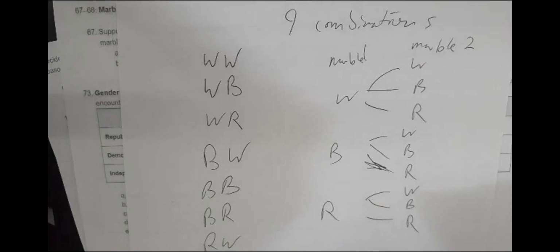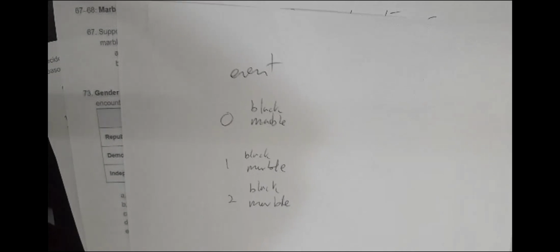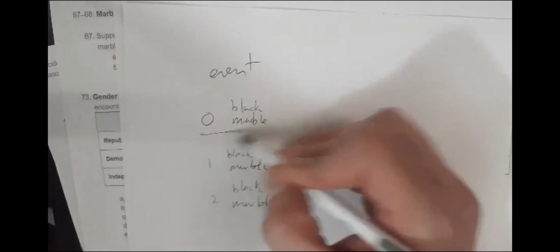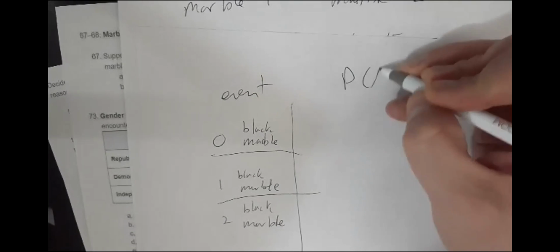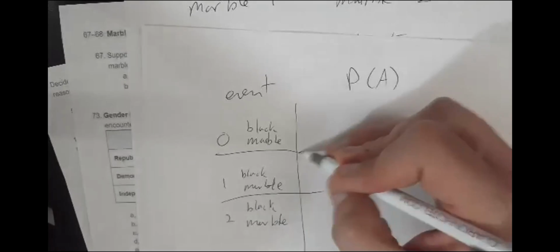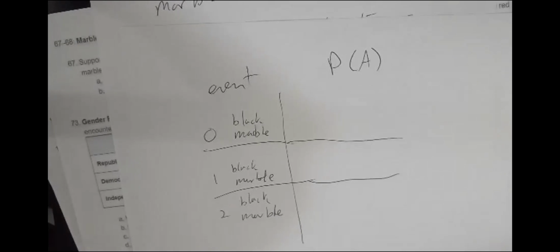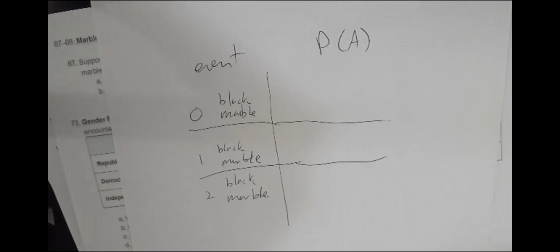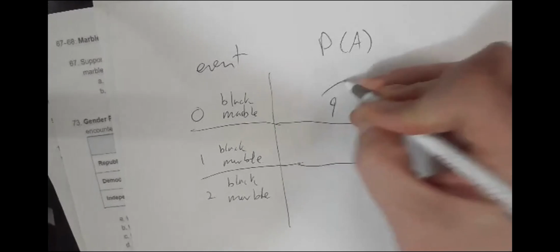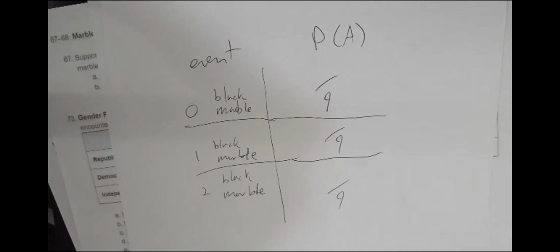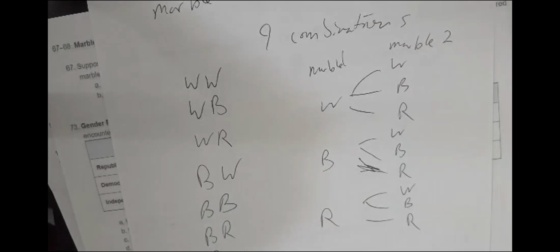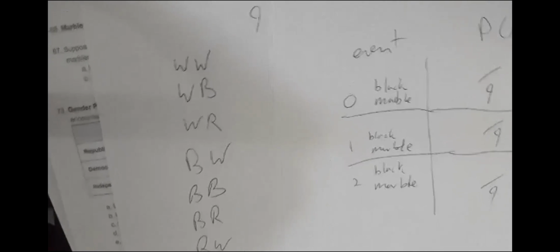And so we're picking 2 marbles. So the least we can have is 0 black marbles. The most we can have is 2. Now I want my probability of my event. What is my denominator going to be on all of these things, hopefully? 9. Yes, 9.